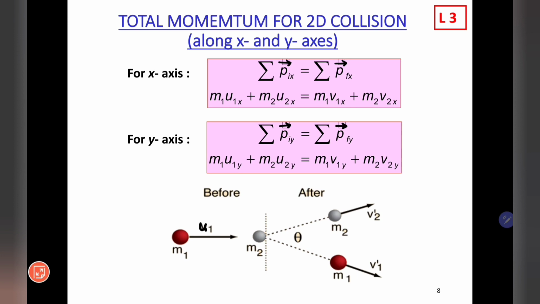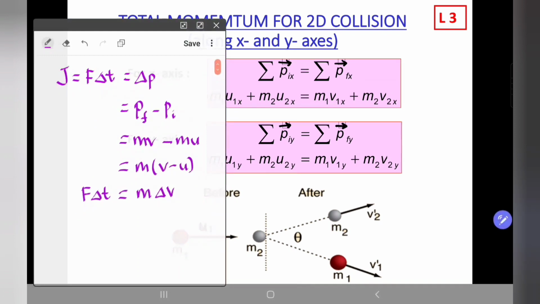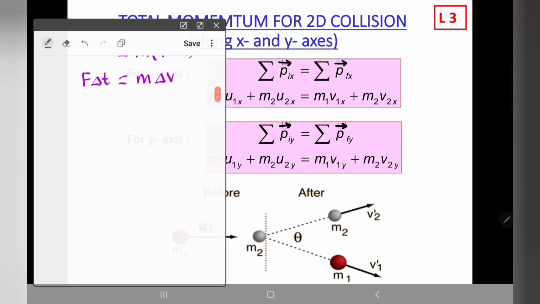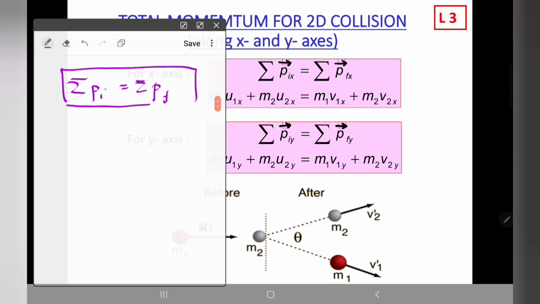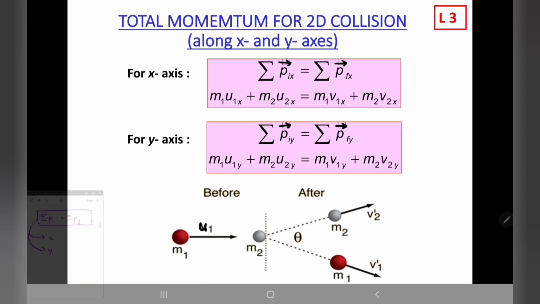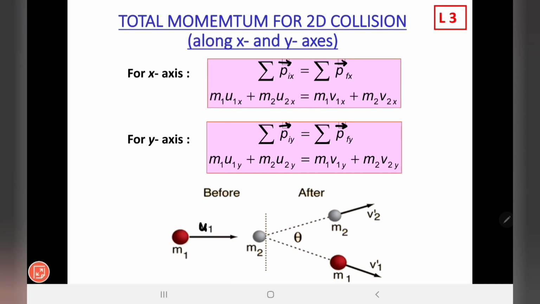Okay, according to the principle of conservation of momentum, as we know, the total of momentum has sum of P initial equal to sum of P final, isn't it? And remember, momentum is a vector. So for any 2D collision, we need to separate this equation to be on the x-axis, also on the y-axis. How is it?